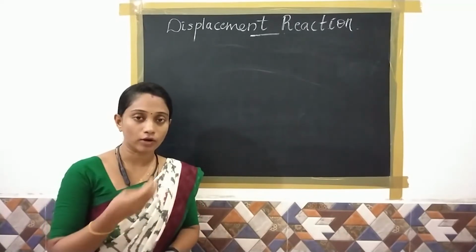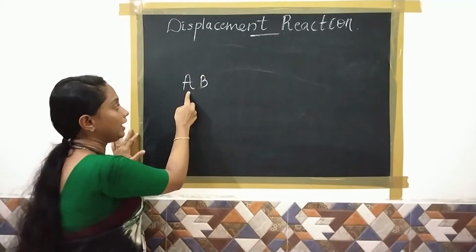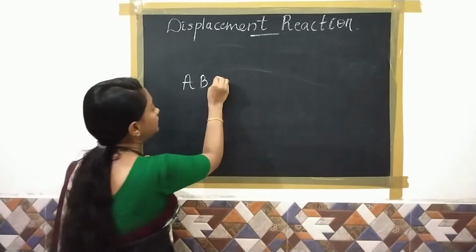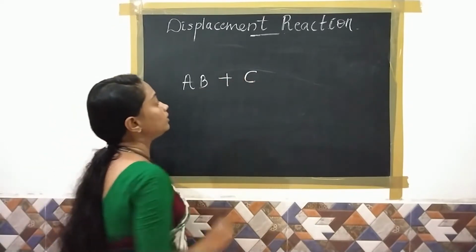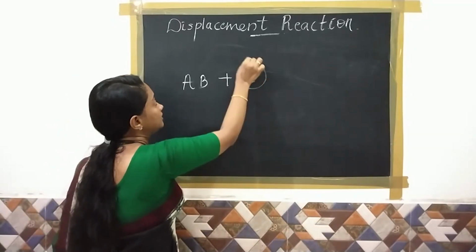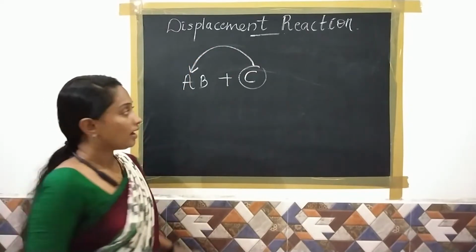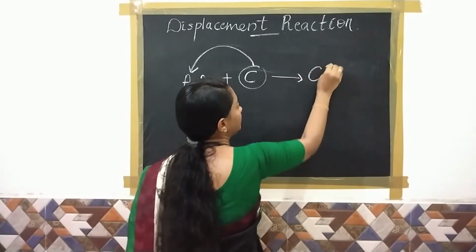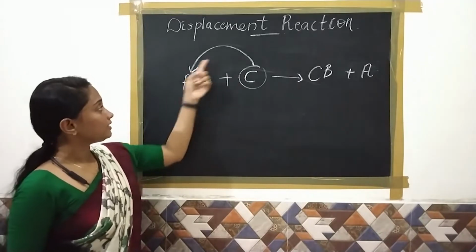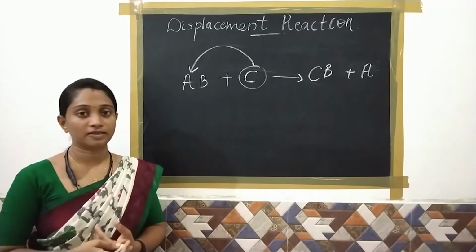Okay, let us discuss a small example. A compound AB. Here A is a less reactive metal and B is a non-metal. When it is compared with a more reactive metal, that is C, it displaces the place of A from the compound AB and forms CB and A. So a more reactive metal displaces a less reactive metal from the compound. This reaction is named as a displacement reaction.